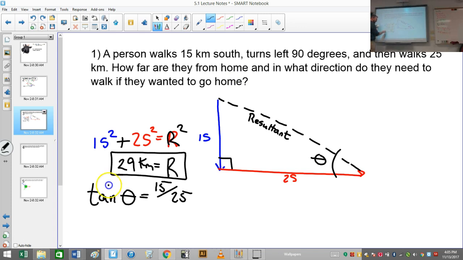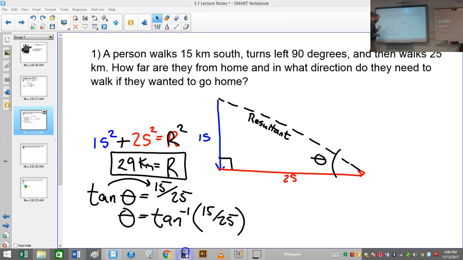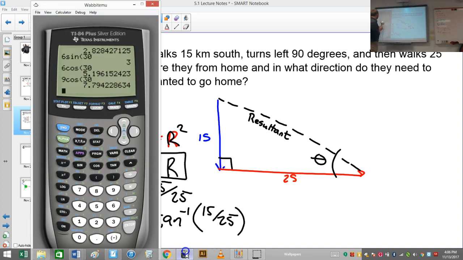Now to move the tangent over, I'm going to divide both sides by tangent, so I do the tangent to the negative 1 power of 15 over 25. I just pull my calculator out to do this part. You have to make sure that when you're using sine, cosine, and tangent, your calculator is in degree mode. It's really, really important, because if it's not in degree mode, you're going to get the wrong answer.